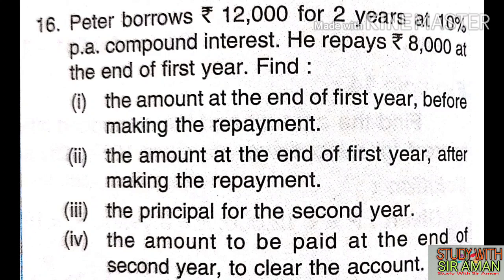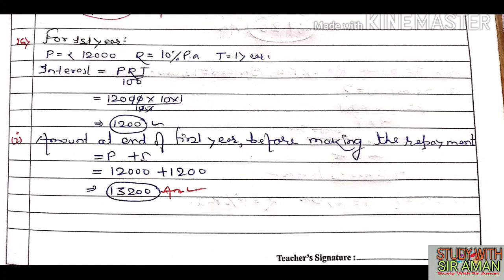Now check the solution nicely. Same to same for the first year. Principal 12,000, rate 10%, time 1 year. I have told you interest is PRT by 100, so interest is 1200. Amount at the end of first year before making the repayment: principal plus interest, 12,000 plus 1200, 13,200. This is the amount at the end of first year. Clear?